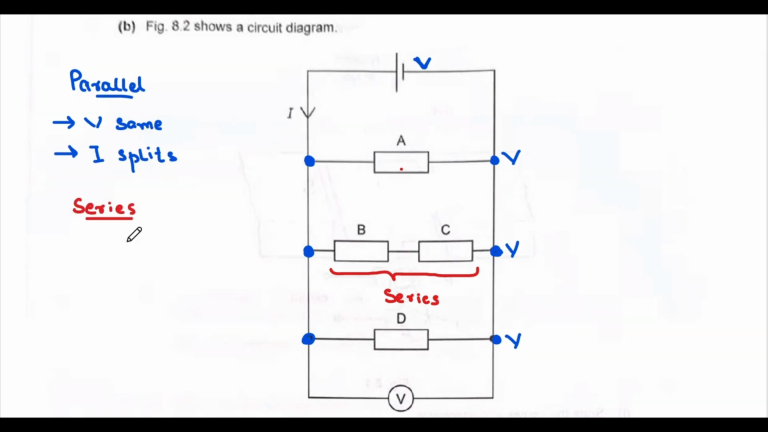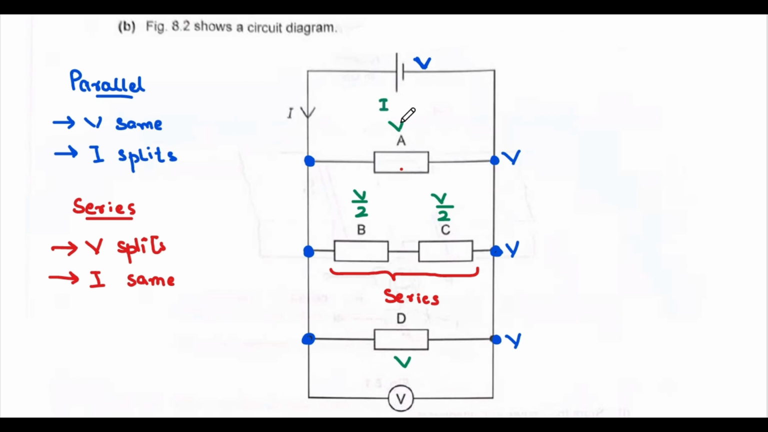But B and C, as you see, are in a series combination with each other. In series combination, the voltage splits across each component and the current across each component remains the same. As B and C are in series, the total voltage V is going to split across B and C. As they are both equal, the voltage division would also be equal. Half of the voltage goes towards B and half goes towards C. And A is receiving the full voltage V supplied by the battery, and D is also receiving the full voltage.